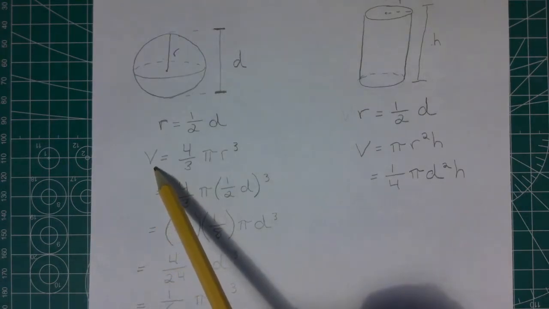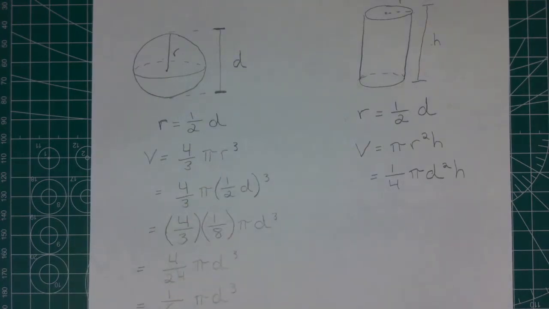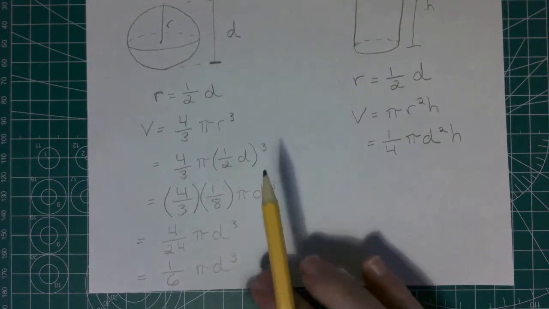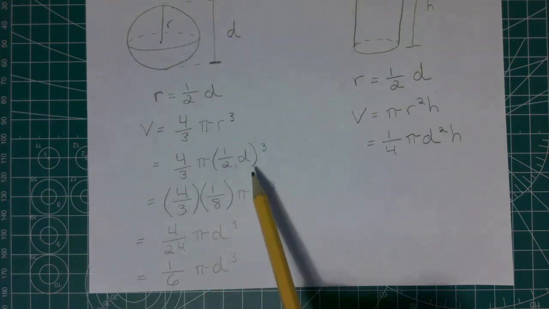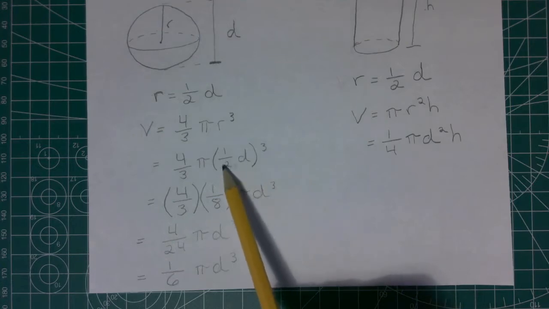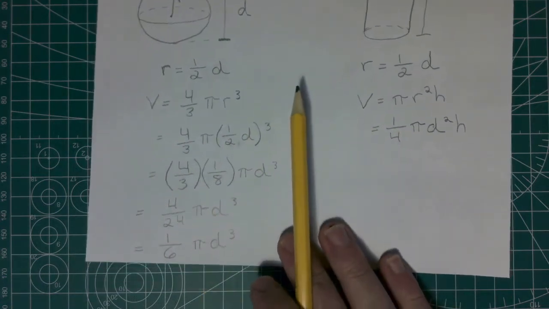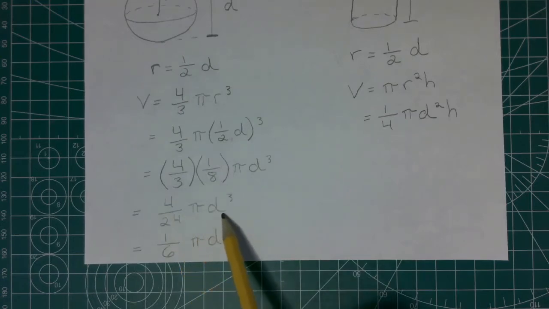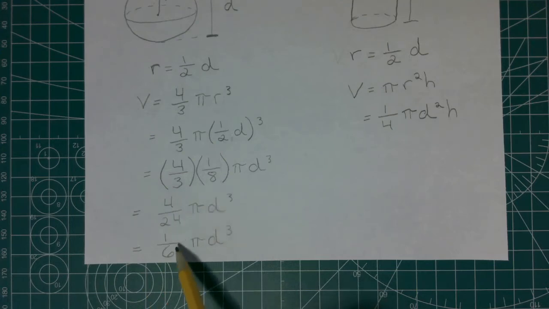The volume of a sphere is 4/3 pi r cubed. If we were to plug in our definition for the diameter here, we would get 1/2 d cubed. If we did that math here, 1/2 times 1/2 times 1/2 is 1/8. We get d cubed here. We combine these two together to get 4/24 pi d cubed. If we reduce this fraction by dividing both the numerator and the denominator by 4, we're going to get 1/6 pi d cubed.